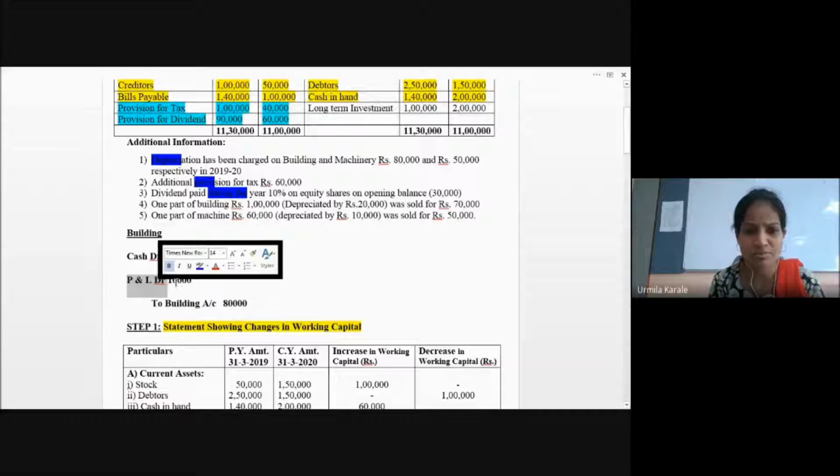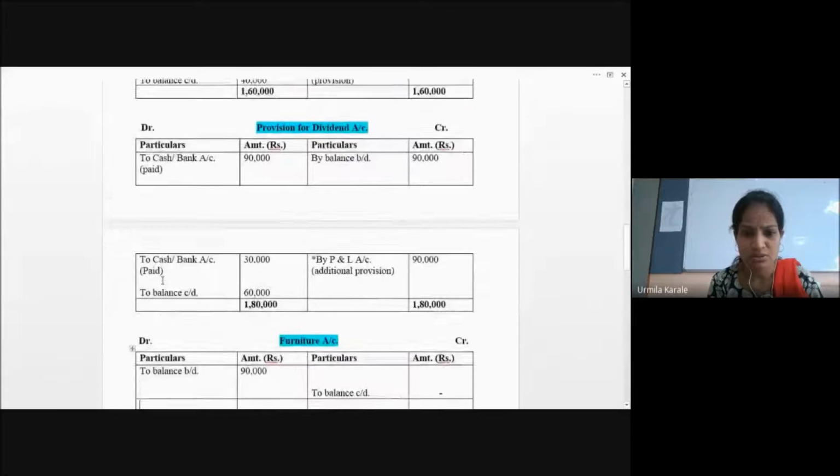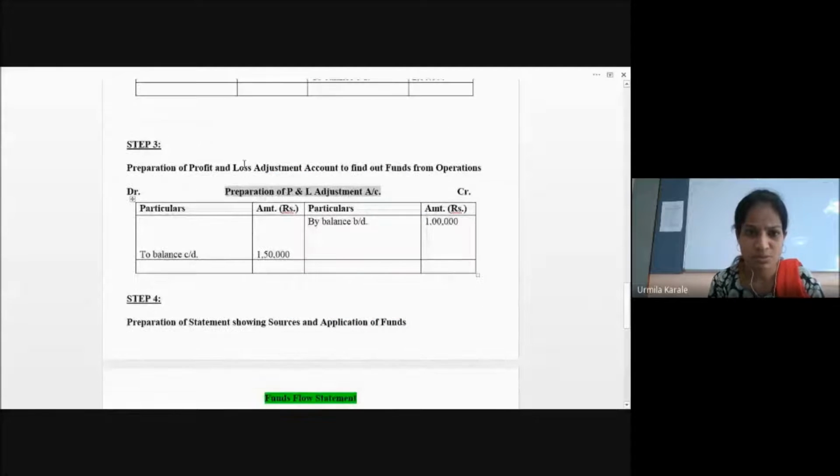Loss on sale of building. Profit and loss account, debit side. So I'm writing the amount here. Profit and loss account, debit side. To the debit side I'm writing loss on sale of building.